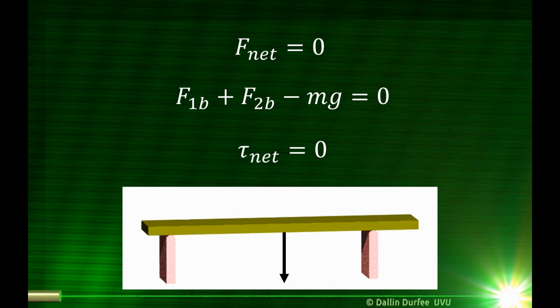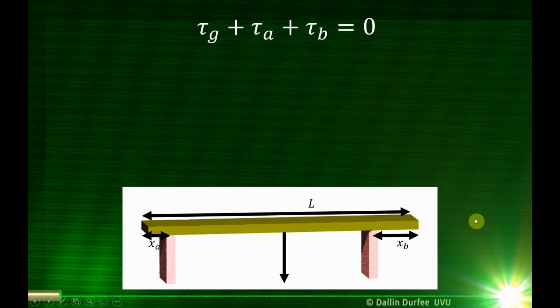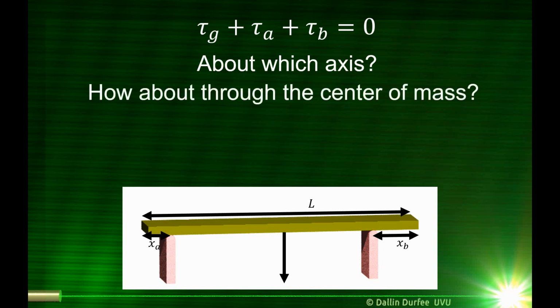And so now we're going to apply this other equilibrium condition, that the net torque must be equal to 0. So let's label our diagram now. So here's gravity, and gravity's acting on the center of mass. Let's call the length of the board L. Let's call the distance from the end of the board to the pivot point on the brick XA, and from the other end to the pivot point of the other brick XB. And now we know that the torque due to gravity, the torque due to brick A, and the torque due to brick B must all add to 0. But about which axis? Well, it turns out that the net torque has to be 0 about any axis. We can choose whatever axis we want.